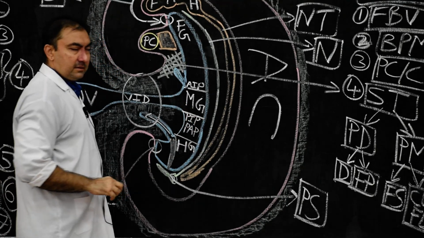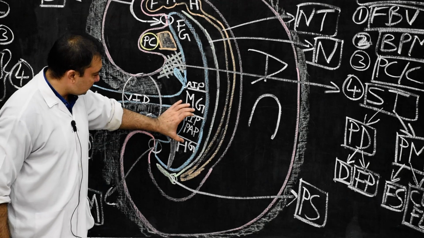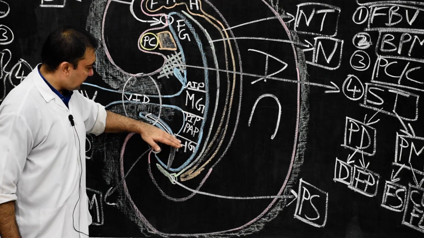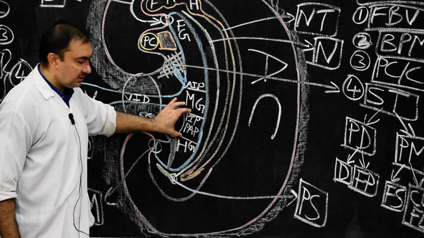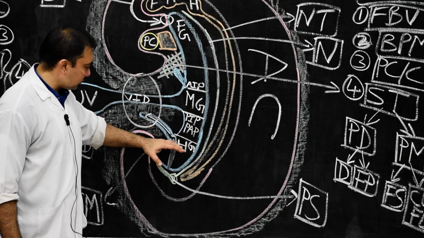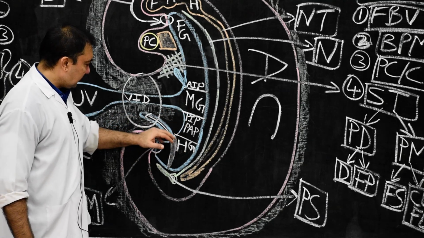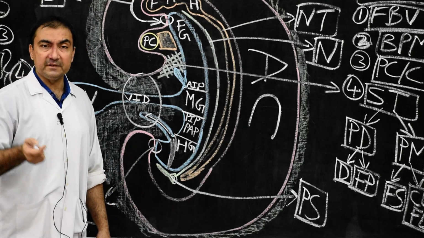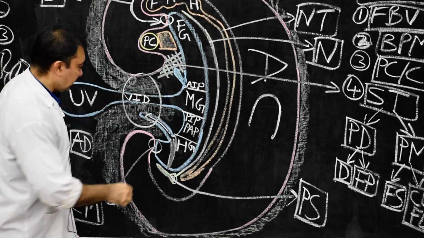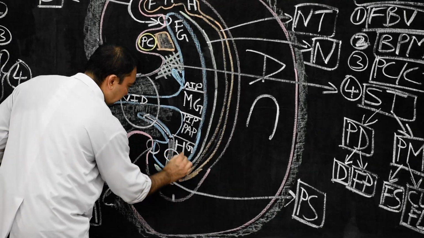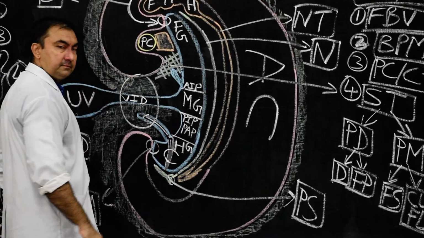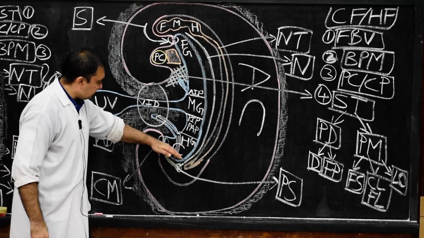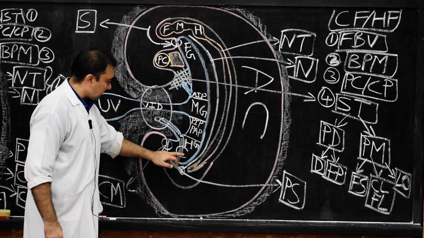The portion of the hindgut which lies above the allantoic diverticulum is called the pre-allantoic part of the hindgut, and the portion of the hindgut which lies below the allantoic diverticulum is called the post-allantoic part of the hindgut, which is known as the cloaca. So this entire portion is called the cloaca.